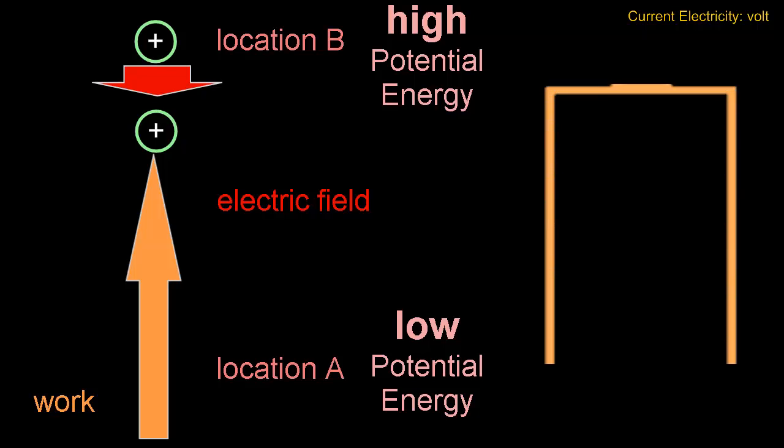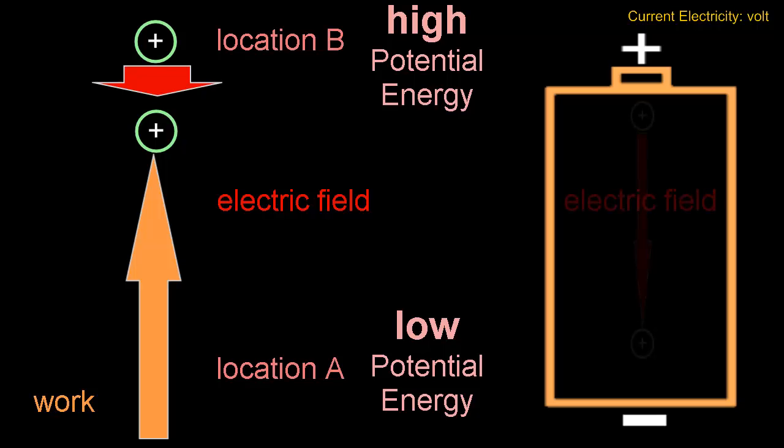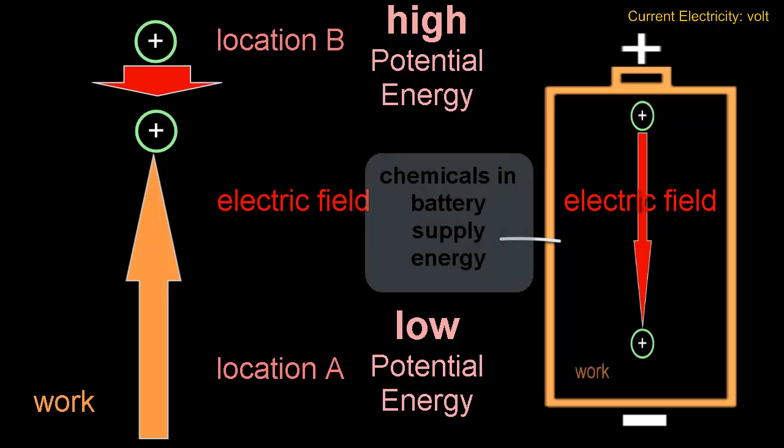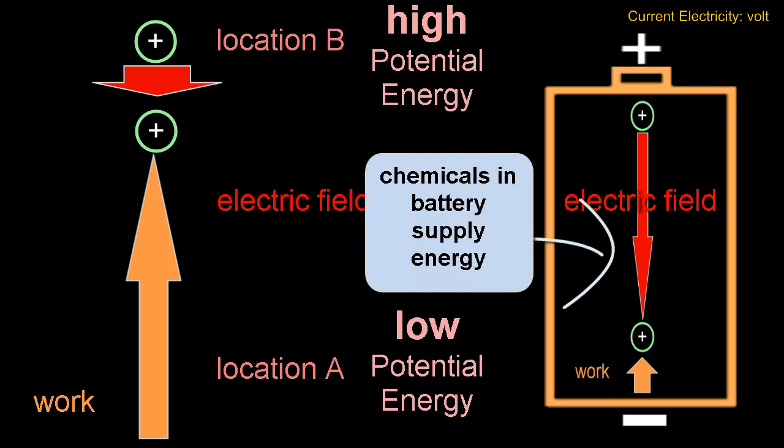Let's now take a look inside a battery. A battery has a positive terminal and a negative terminal. And if we want to move positive charge from the negative terminal to the positive terminal, we have to do work on that charge. The energy for that work comes from the chemical energy stored in the battery.